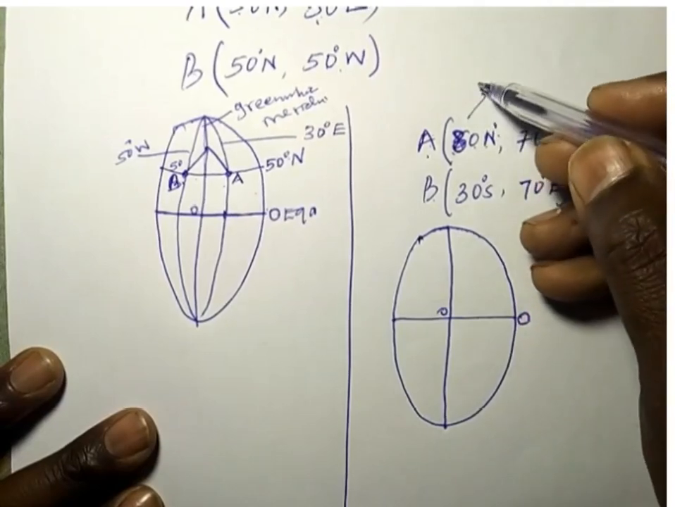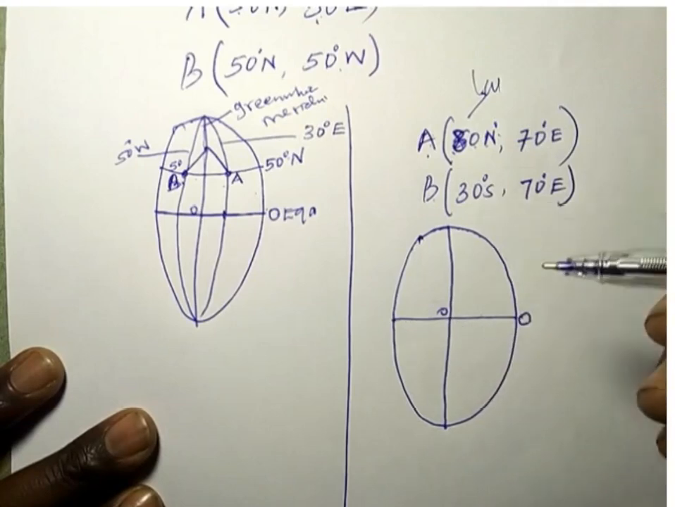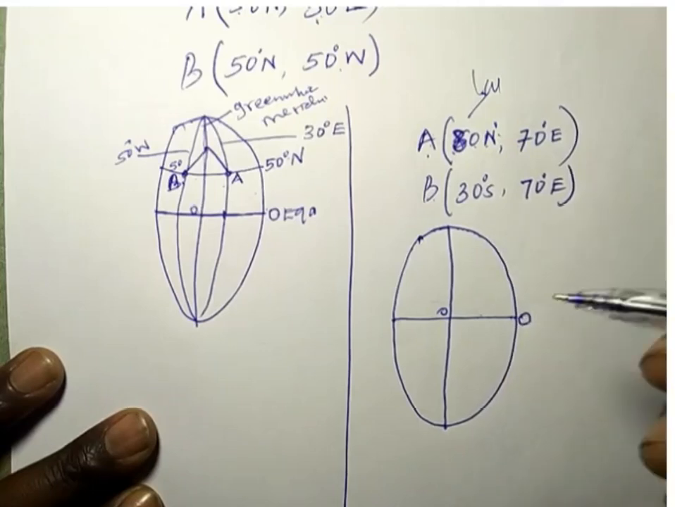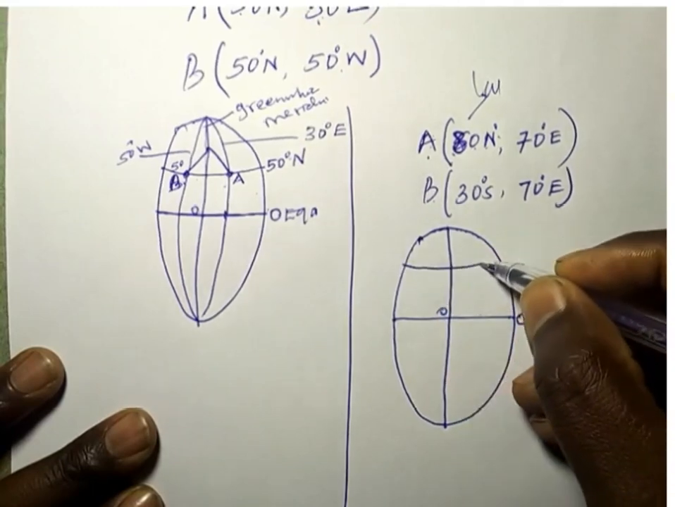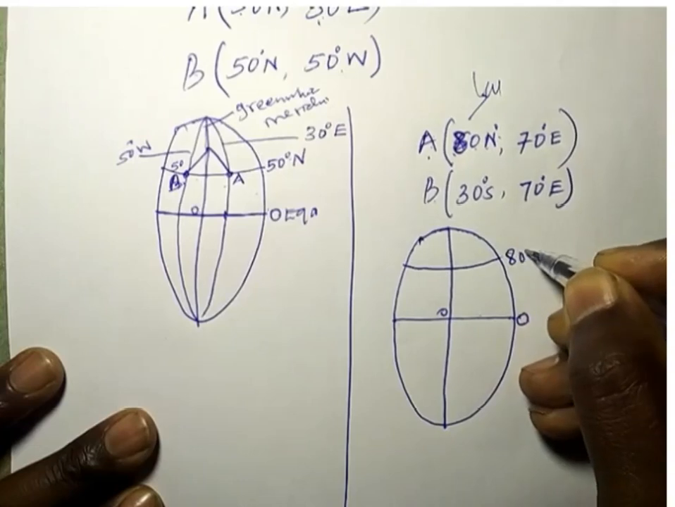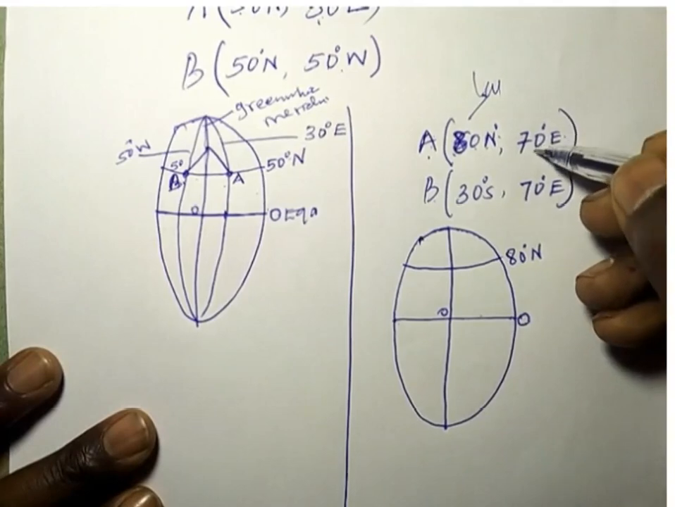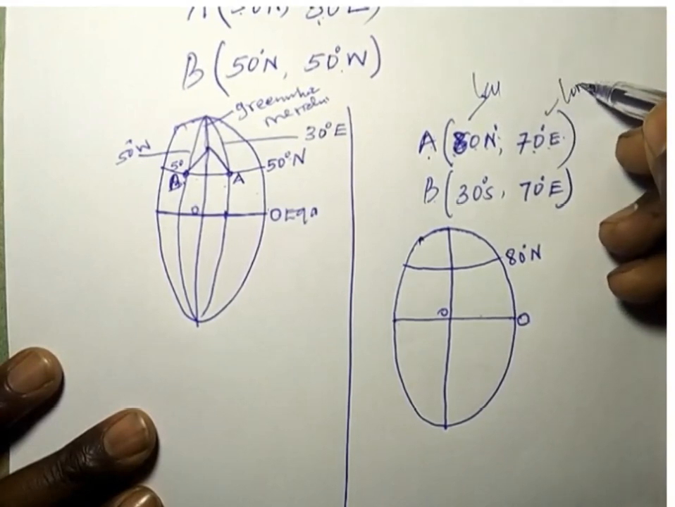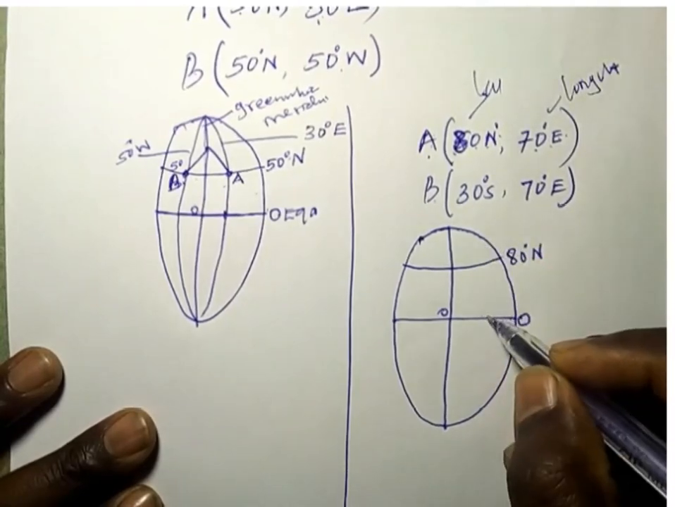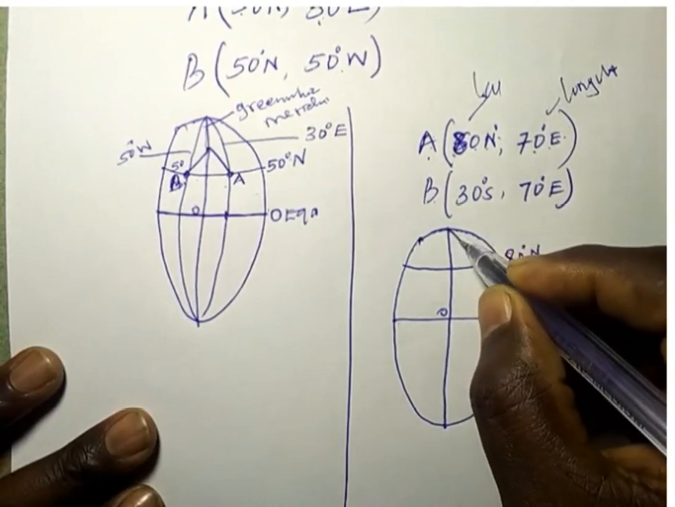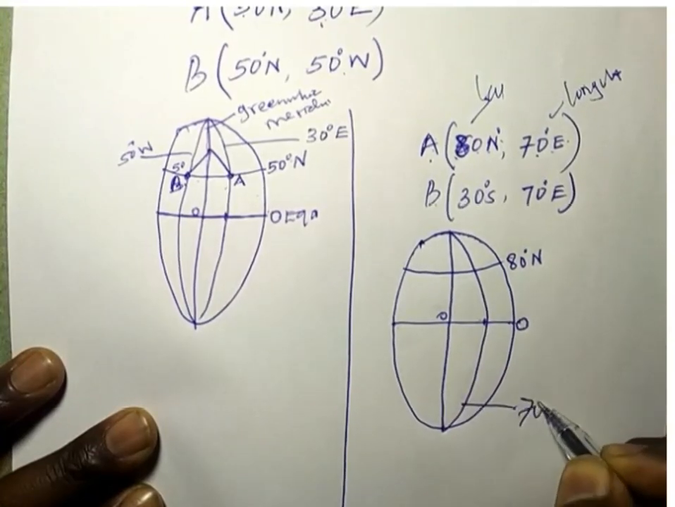So we have this point A, which is 80 degrees north. Remember, this is the latitude. The latitude we compare with the equator. North is up from the equator, so that will be 40, 50, somewhere here. This one is 80 degrees north. And then 70 degrees east, this is the longitude. 70 somewhere here. We put it there. This one is 70 degrees east.